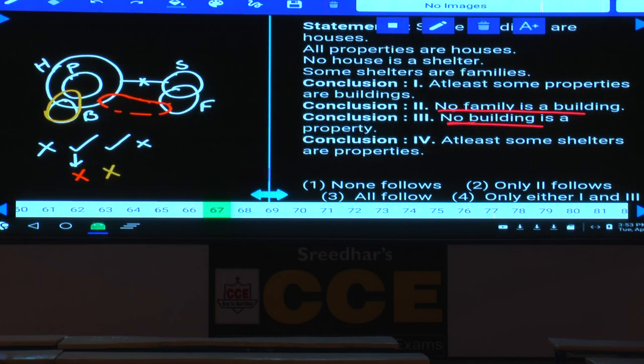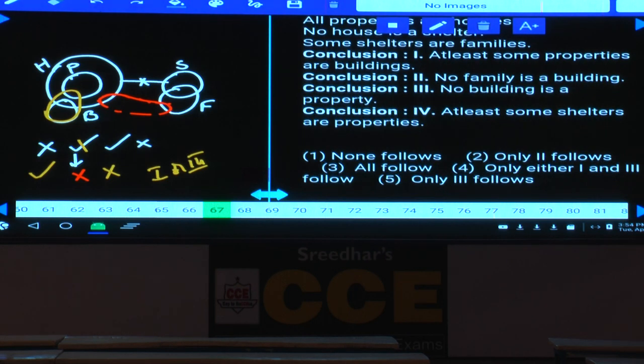After making the previous conclusion false, then we need to check out for what? Then we need to check out for the affirmative conclusions. What are the affirmative conclusions here? Some properties are buildings. Some properties are buildings, that will be true or not? And that will be definitely true. Hence, the first one, when it is true, third will be false. When the third is true, first will be false. Hence, what is your answer? Either 1 or 3 follows. Either 1 or 3, that is given in choice. Either 1 or 3, choice 4 is the answer.